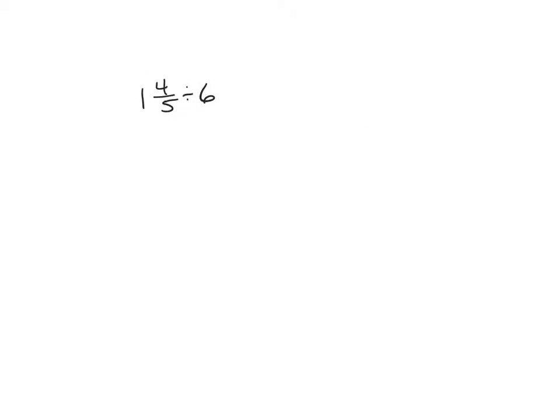Let's do a mixed number divided by a whole number. We're going to use exactly the same process. The first thing I'm going to do is change that mixed number into an improper fraction. So 5 times 1 is 5, plus 4 gives me 9. So as an improper fraction, I get 9/5. I have that divided by 6, which I'm going to write as the fraction 6/1.